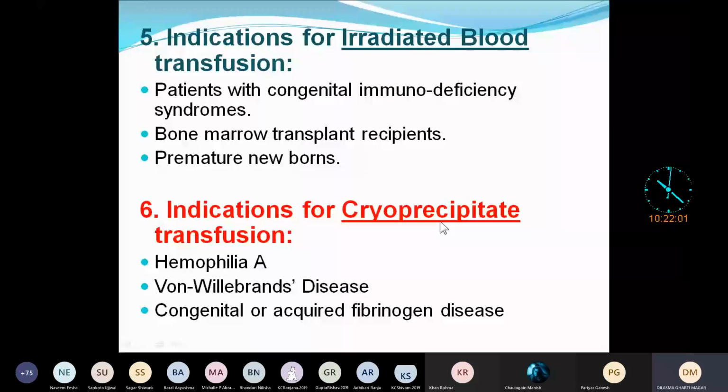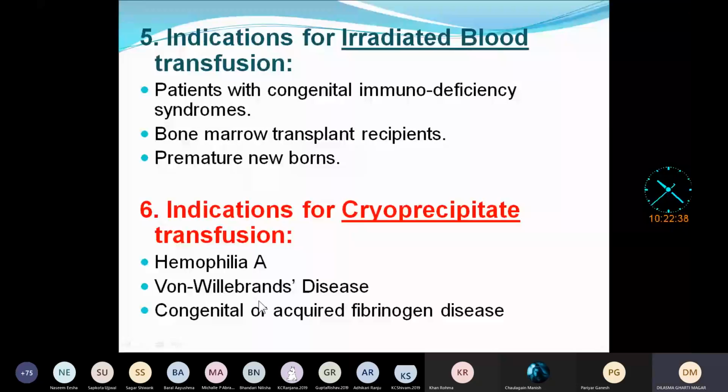Now we'll see the indications for cryoprecipitate transfusion. Cryoprecipitate, I told you yesterday how it is made. We can give it in case of hemophilia A, in case of von Willebrand disease, and in case of congenital or acquired fibrinogen disease. We can also give it in case of hemophilia B, or the Christmas disease. Here only one is written, but still you can say hemophilia A, hemophilia B, and then von Willebrand disease, because in von Willebrand disease the von Willebrand factor will be deficient, isn't it? So in that case also we can give.